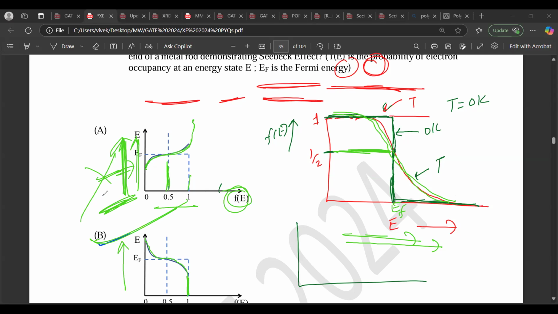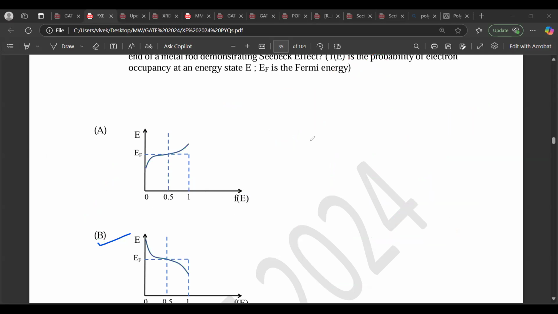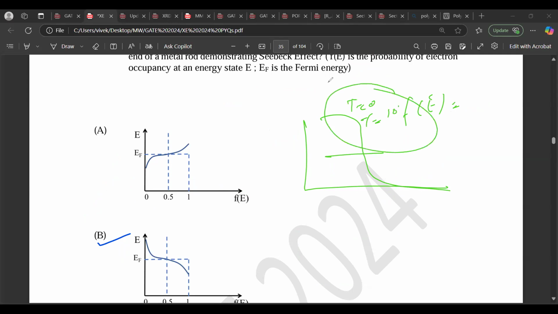Why is this graph actually plotted? You might say, sir, I know the Fermi Dirac distribution, I know the f of E formula as well. But the problem is the Seebeck effect was written. Actually, this graph is for T equals 0 or T equal to any temperature, 10 degrees, 20 degrees, 30 degrees. How exactly do you find out?